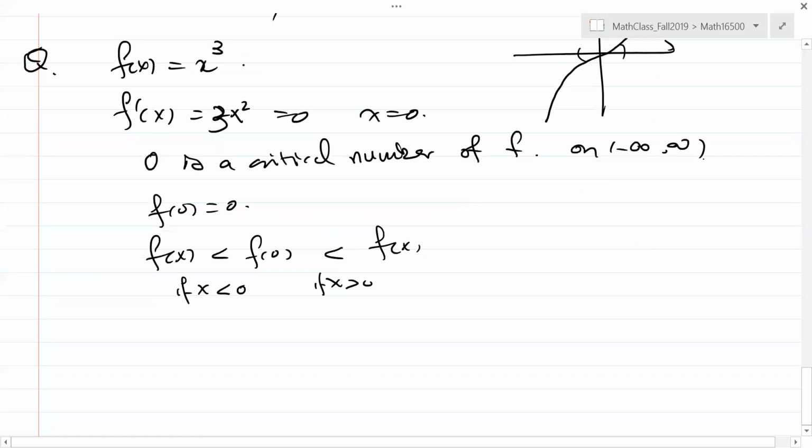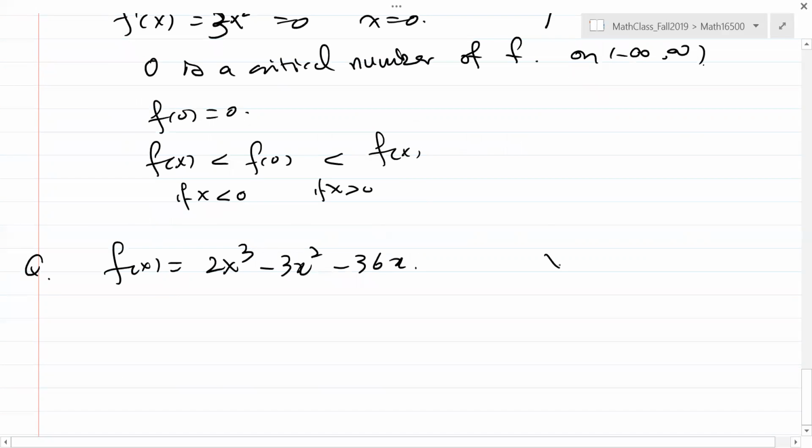Now let's take a look at some more complicated problems. f of x equals 2x cubed minus 3x squared minus 36x, with no restriction on x. So that means x is between negative infinity and positive infinity.